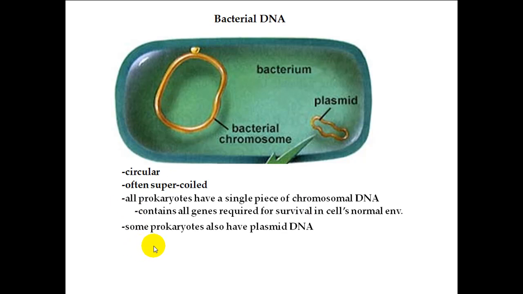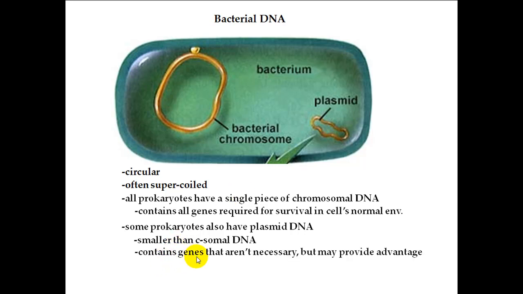One of the things is that plasmid DNA is something that only some bacteria have. Like you see in the picture, plasmid DNA is smaller than chromosomal DNA. And the reason why a lot of bacteria can get by without plasmid DNA is because if you consider the genes that are found on plasmid DNA, they're genes that really aren't needed in order for that cell to survive in its normal environment, but they might provide some advantage in certain situations.